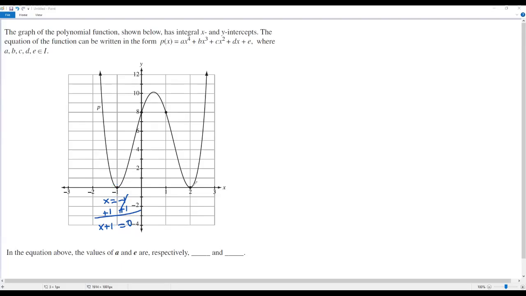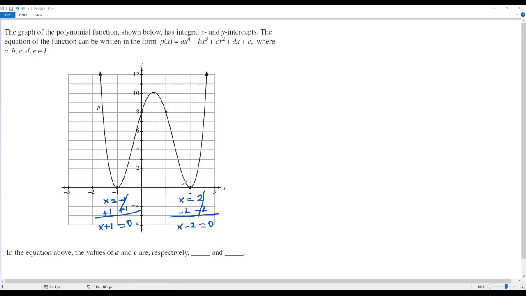I have to do the same thing for the second x-intercept 2, that is x equals 2. So let's make the right side 0. For that, I have to subtract 2 from both sides. Positive 2 and -2 will cancel out. I get x -2 equals 0. So the factor corresponding to this x-intercept is x -2.